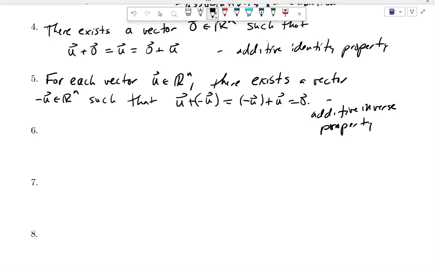The next ones talk about scalar multiplication, and then also how scalar multiplication behaves nicely with addition. So the first one is just the closure property again. If I take a scalar times a vector, I get back in Rn again. So this is closure of scalar multiplication.